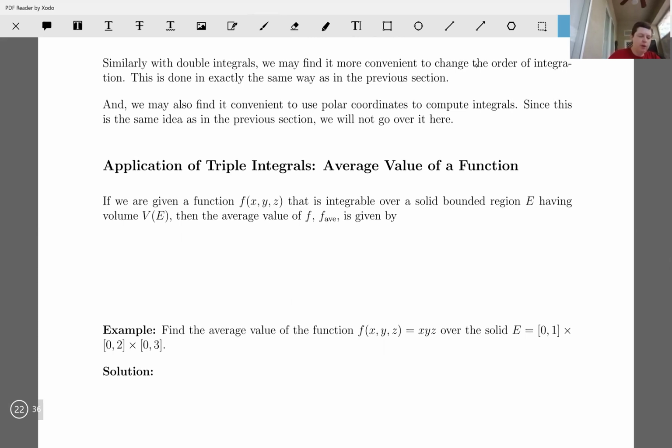Okay, one more application of triple integrals: again, the average value of a function. So if we are given a function f of x, y, and z that is integrable over a solid bounded region E having volume, we'll just say V of E, then the average value of f, which we'll denote by f_av, is given by, well, you can probably guess now, 1 over the volume times the integral of our function over that region.